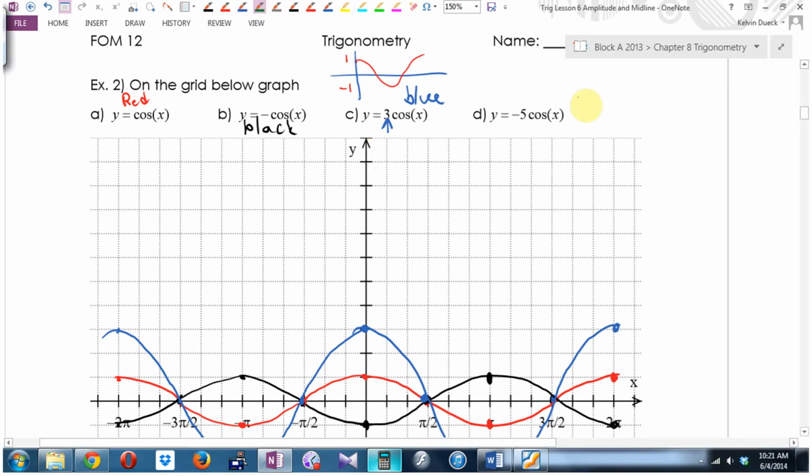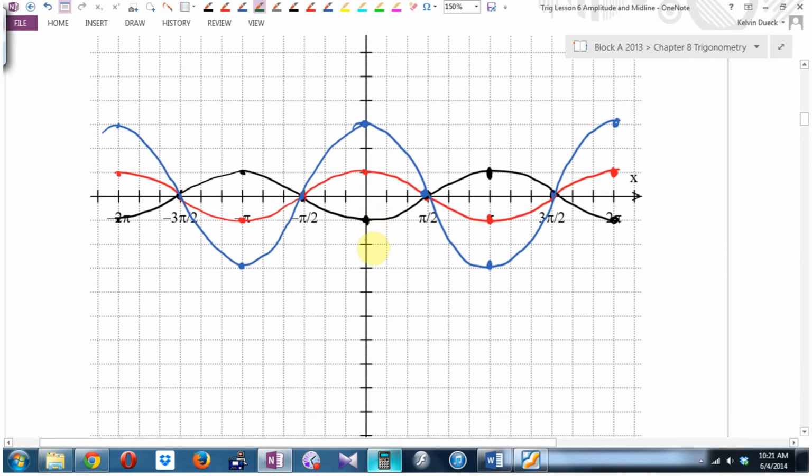So I'm going to do this one in green. It's going to start out 1, 2, 3, 4, 5 down. Still going to go through 0 there. 1, 2, 3, 4, 5 up. Still going to go through 0 there. 1, 2, 3, 4, 5 down. It's going to go like that. I could continue to the left, but hopefully you spot it.